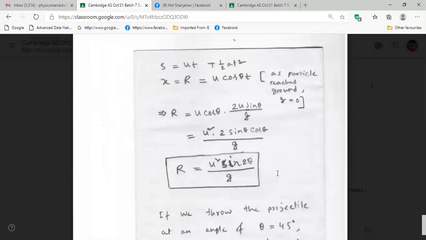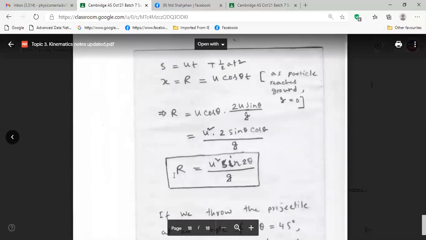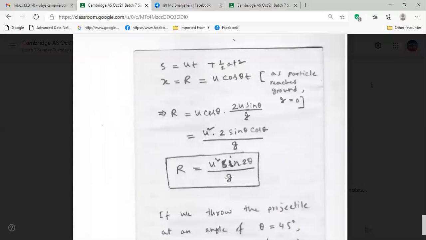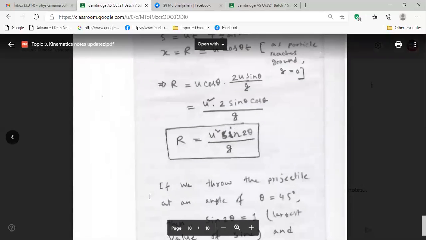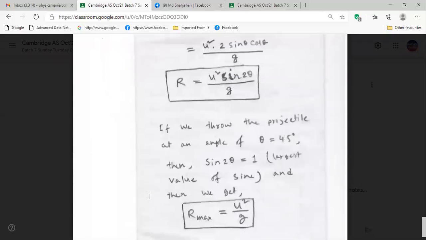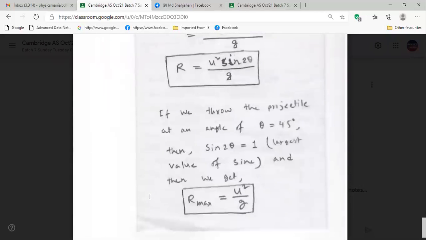Everyone, you are done with this formula, R equals u square sin 2 theta by g. Okay. Now look, if you think, what is the maximum value of sine theta?